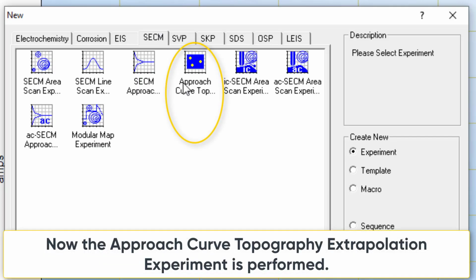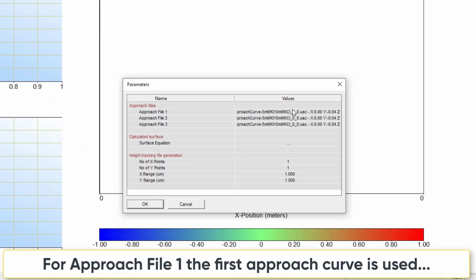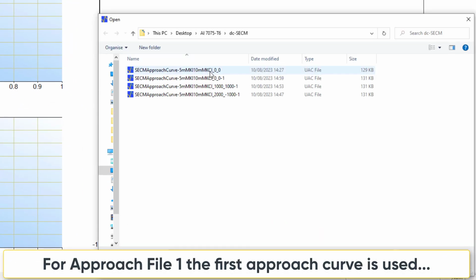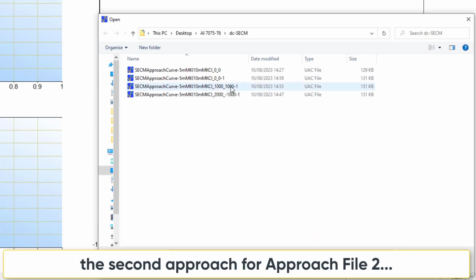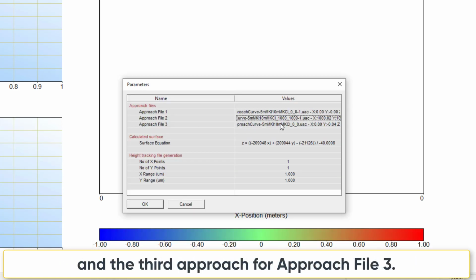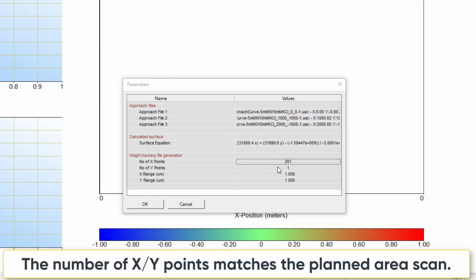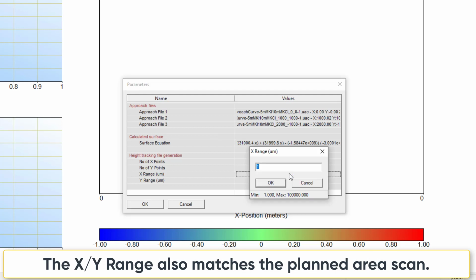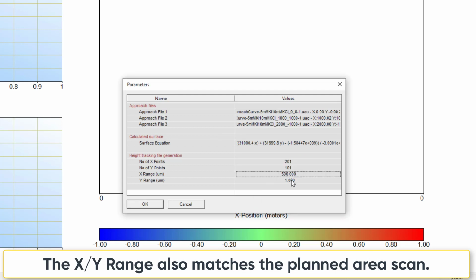With three approach curves run, the approach curve topography extrapolation experiment is selected and run. For approach file 1, the first approach curve is used, the second approach for approach file 2, and the final approach for approach file 3. The number of XY points match the planned area scan, and the XY range also matches the planned area scan.